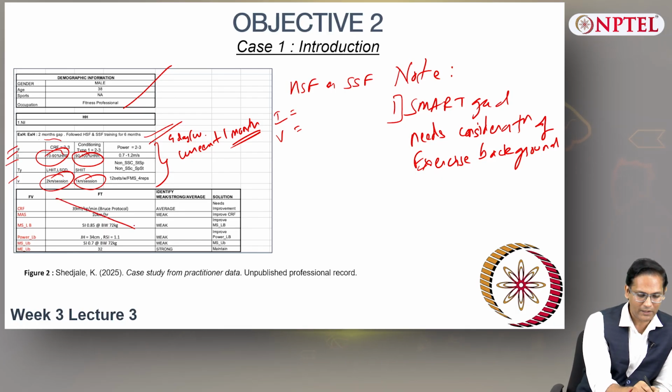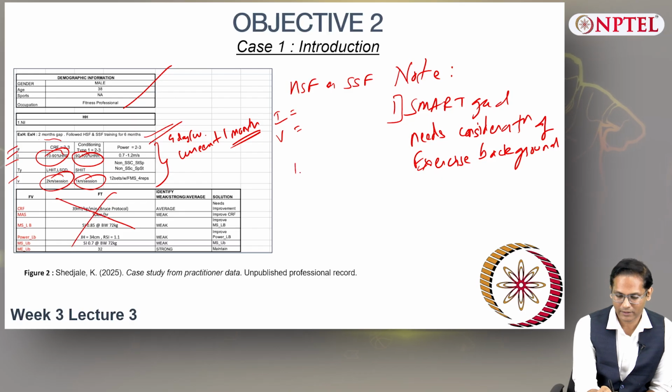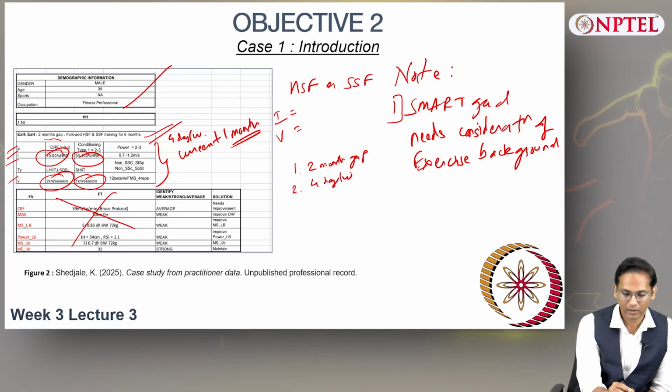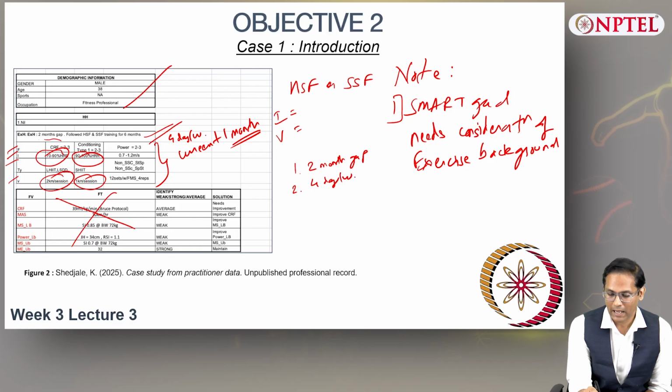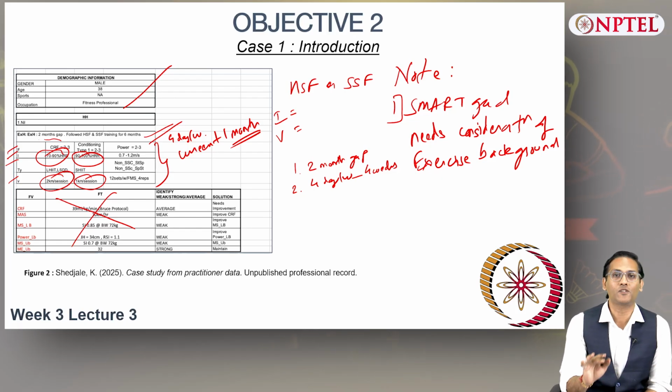Just ignore the fitness test part for now. So, we know that the exerciser is having 2 months of gap, and currently he is exercising 4 days per week. I will add another piece of information: he has been exercising for the last 4 weeks. So, the FITT-VP that is mentioned, he has been following this for the last 4 weeks.